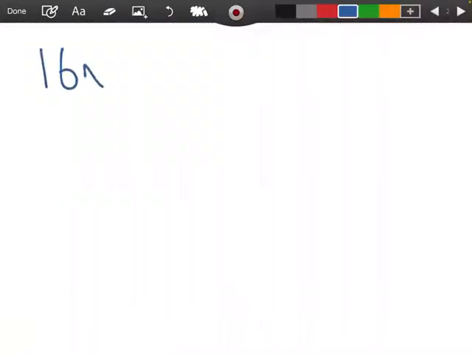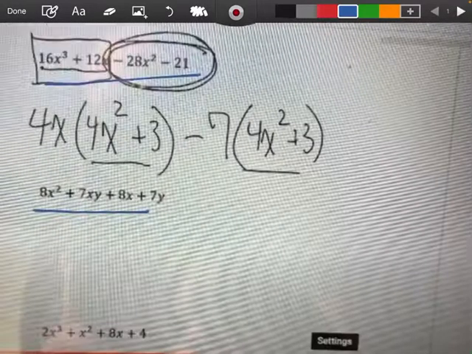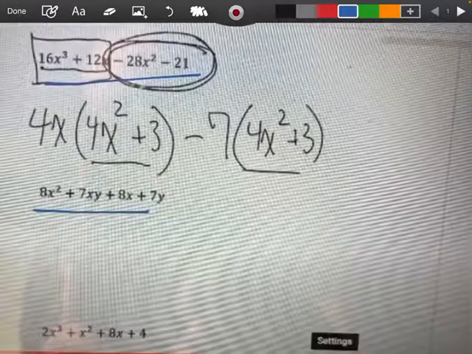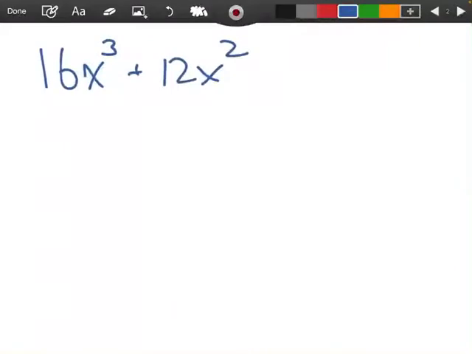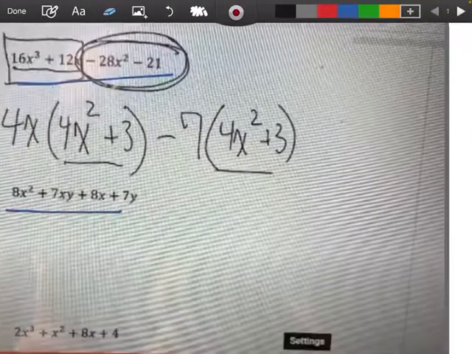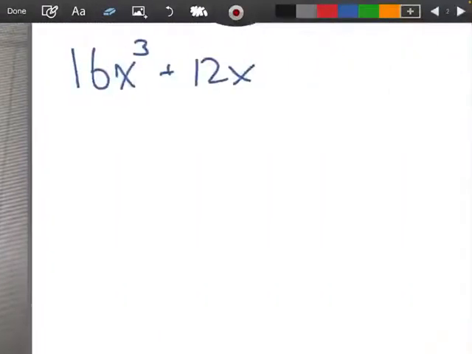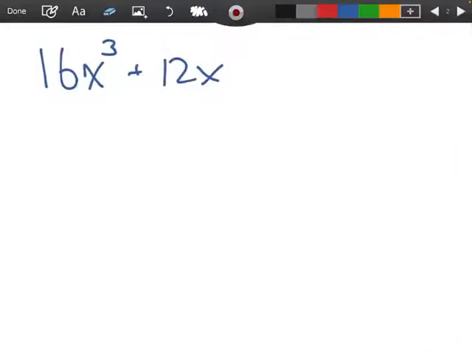So we have a 16x to the third plus a 12x squared minus 28. Let's see. Oh, I'm sorry. That's a 12x, not a 12x squared. So minus 12x. Okay. And then a minus 28x squared minus 21.